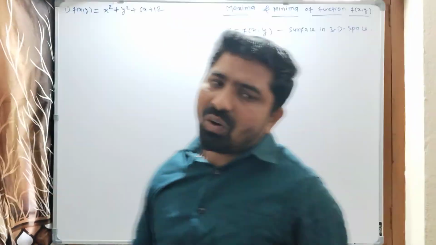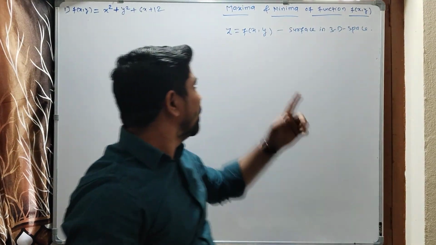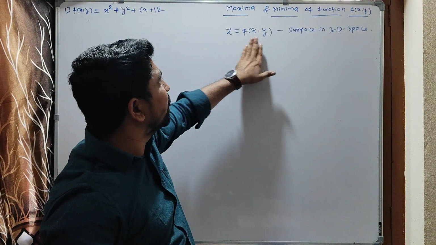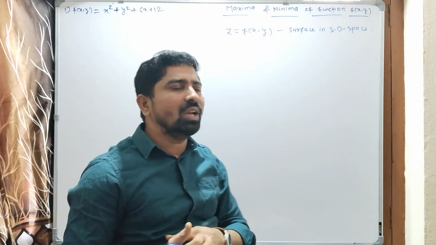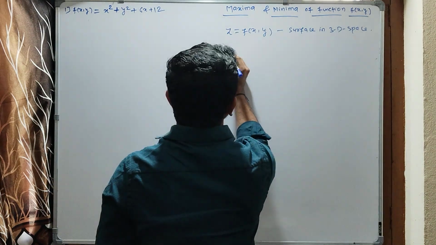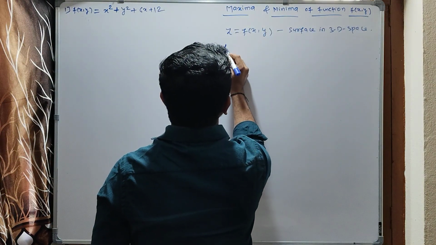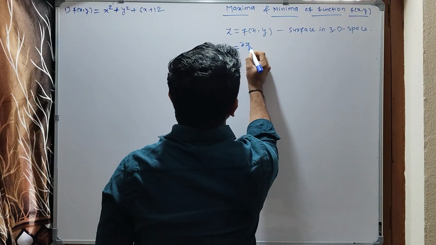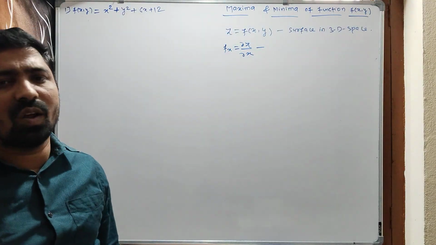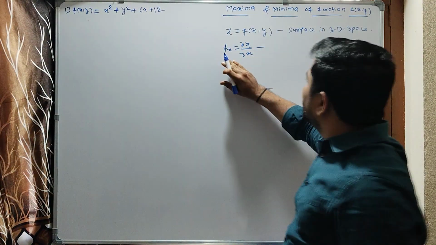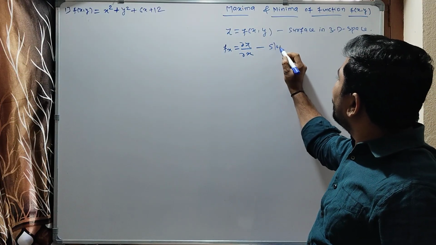Now here I want to find the maxima and minima of a function in two variables. Let's say f of x comma y, where x and y are independent variables, and z is my dependent variable which depends on x and y with respect to the function f. Now first find the partial derivative of z. So here partial derivative of z with respect to x, that is dou z by dou x. So this gives the slope of my surface along the x axis.